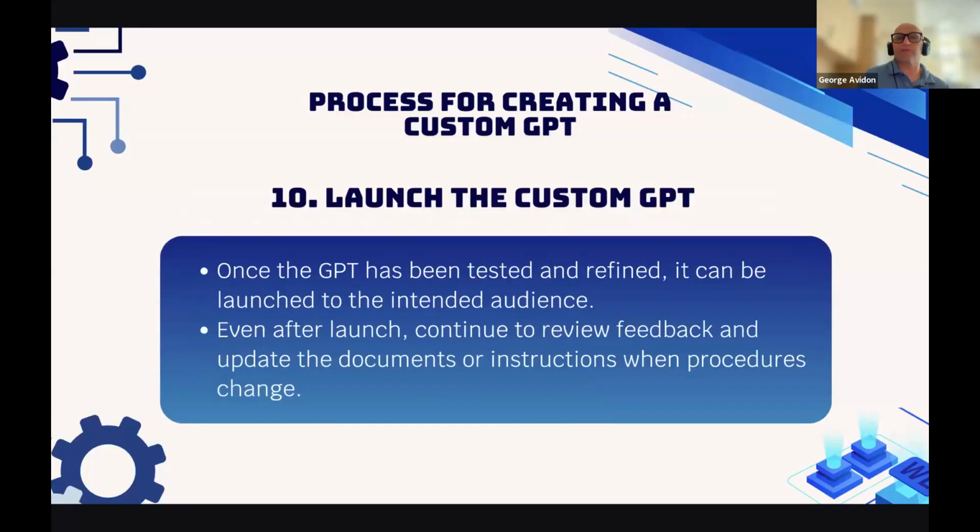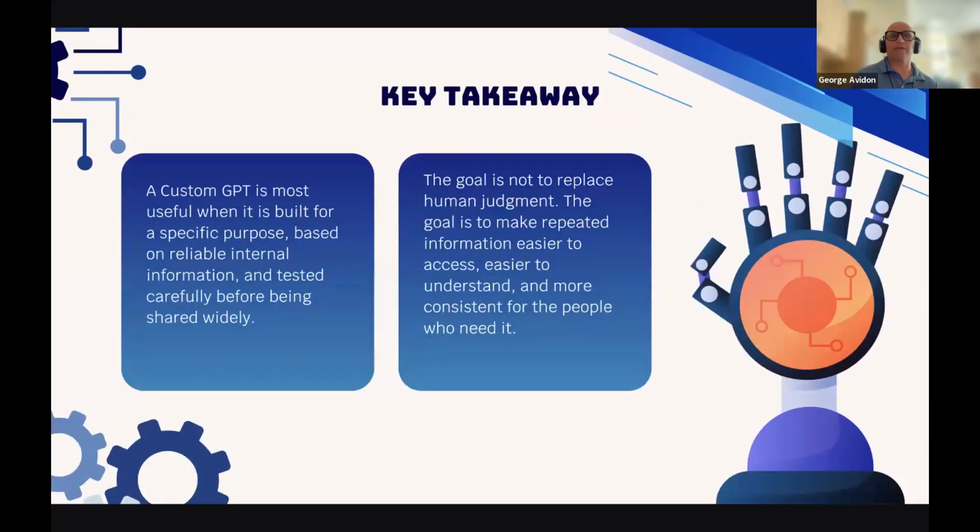And then, of course, you launch the GPT. Once the GPT has been tested and refined, it will continue to be refined, so please keep that in mind. Continue to review feedback and update the documents or instructions when procedures change. Key takeaways: a custom GPT is most useful when it is built for a specific purpose, based on reliable internal information, and tested carefully before being shared widely. The goal is not to replace human judgment. The goal is to make repeated information easier to access, easier to understand, and more consistent for people who need it.